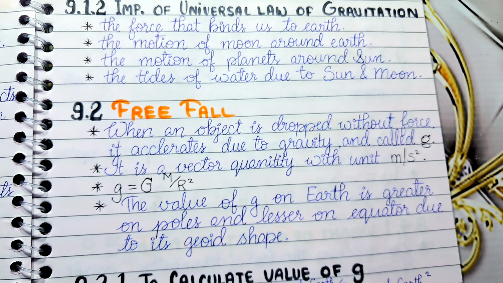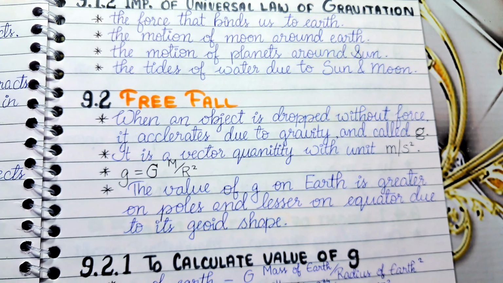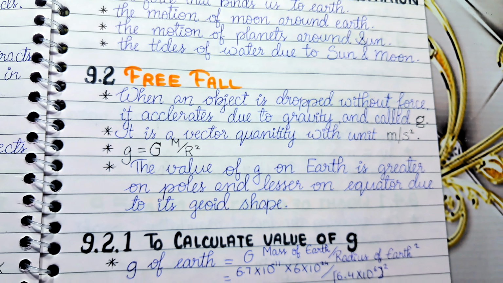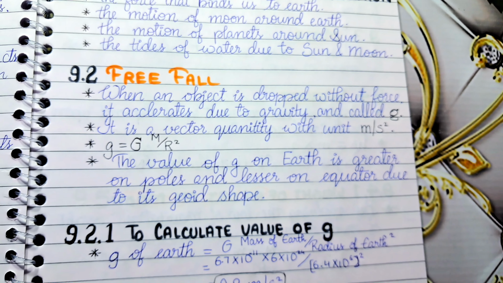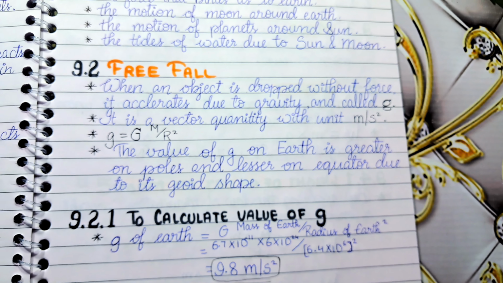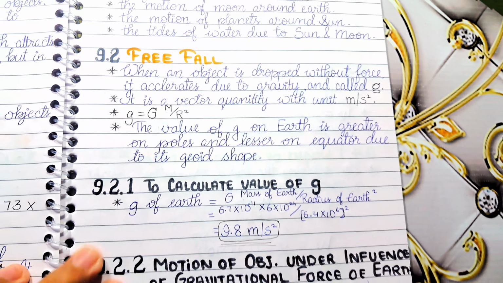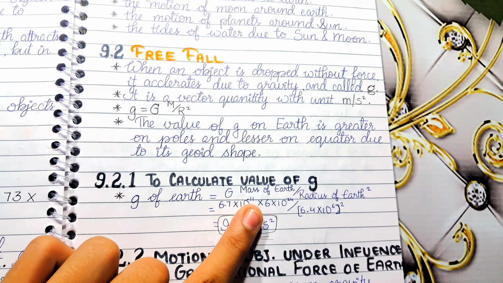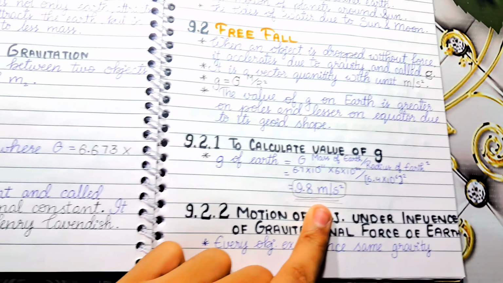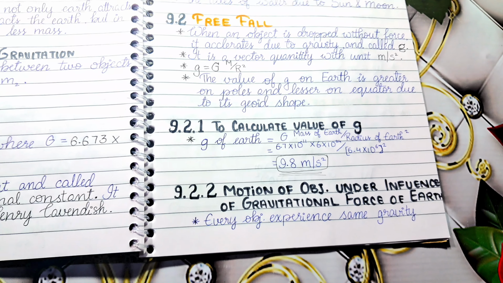It is expressed by small g. It is a vector quantity with unit meter per second square, the same as acceleration. g is equal to gravitational constant multiplied by mass divided by radius square of the object. The value of g on Earth is greater at the poles and lesser at the equator due to its geoid shape. To calculate the value of g on Earth, it is equal to gravitational constant multiplied by mass of Earth divided by radius of Earth squared. That gives approximately 9.8 meter per second square, which is sometimes used as 10 meter per second square.